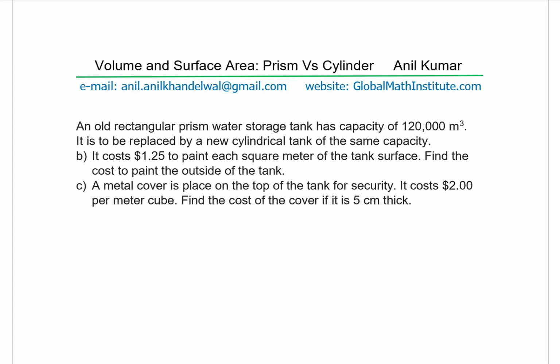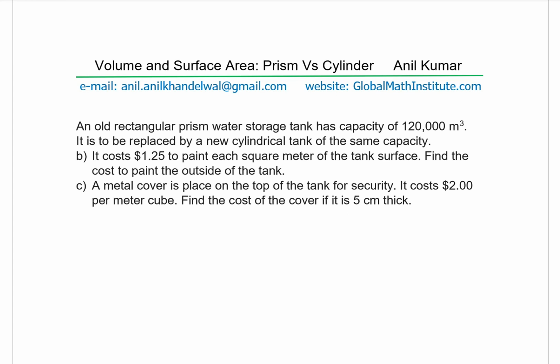It costs $1.25 to paint each square meter of the tank surface. Find the cost to paint the outside of the tank. A metal cover is placed on the top of the tank for security. It costs $2 per meter cube. Find the cost of the cover if it is 5 centimeter thick.